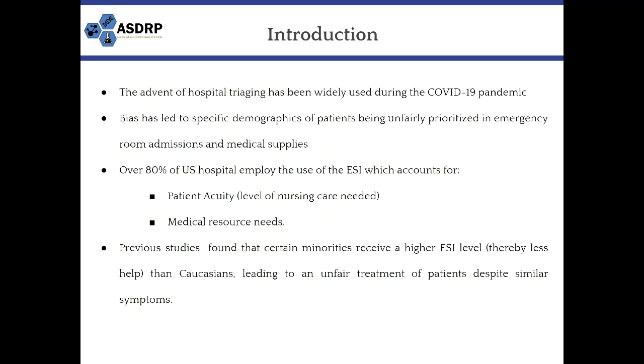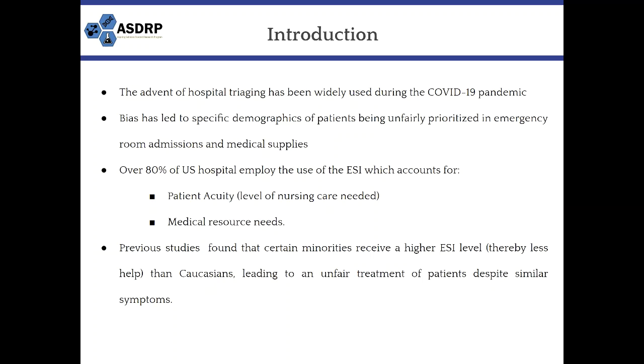So hospital triaging and the selectivity of certain patients has been increasingly prominent in today's world, especially with the pandemic in 2020, which is still ongoing to this day. This implicit bias has led to certain patients or ethnic groups being prioritized over other patients. In fact, over 80% of all hospitals in the US utilize ESI, or Emergency Severity Index, as Patrick mentioned earlier, as a tool utilized to determine a patient's need for care. These factors account for both patient acuity and medical resource needs.